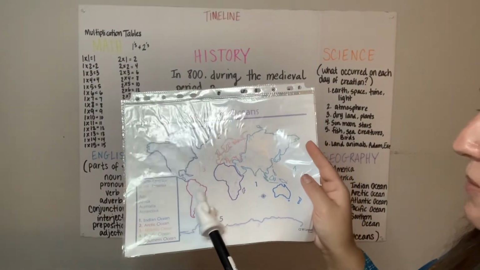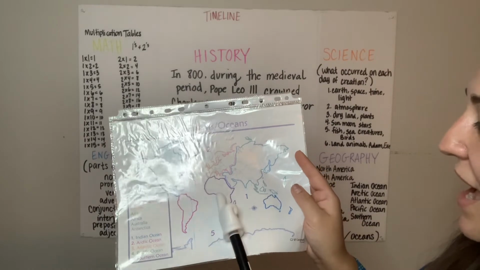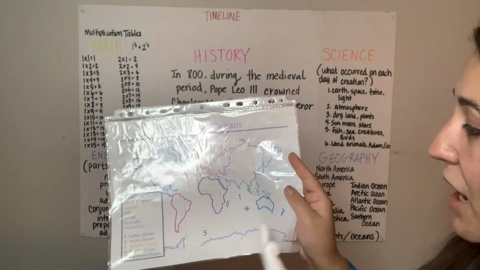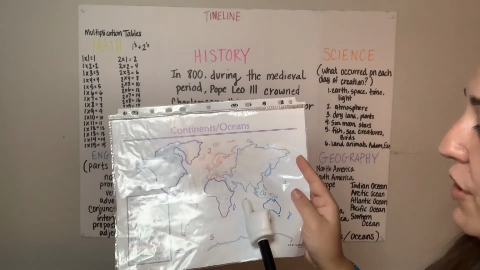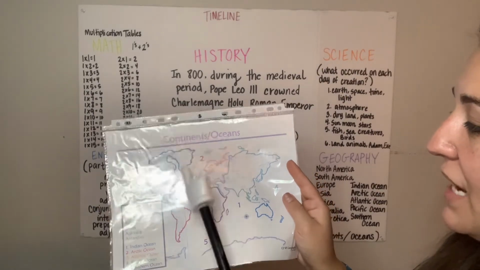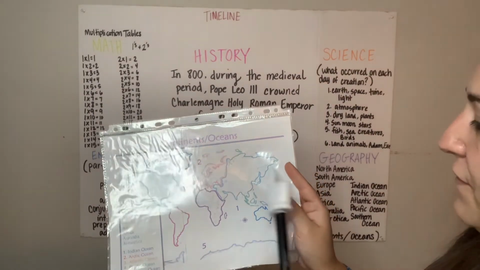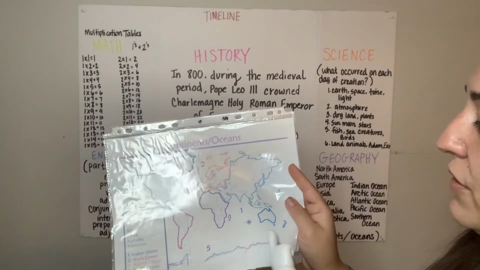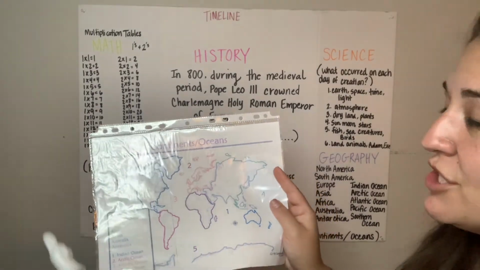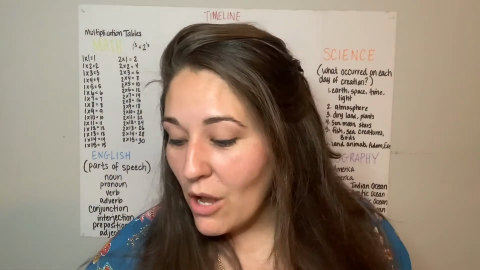North America, South America, Europe and Asia too. Africa, Australia, Antarctica, woohoo! Indian Ocean, Arctic Ocean, Atlantic Ocean, Pacific Ocean, Southern Ocean, continents and oceans we're through. And that was all of our memory work.